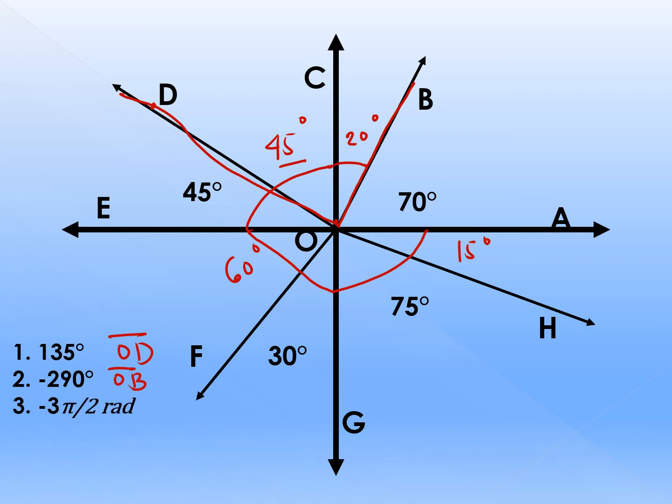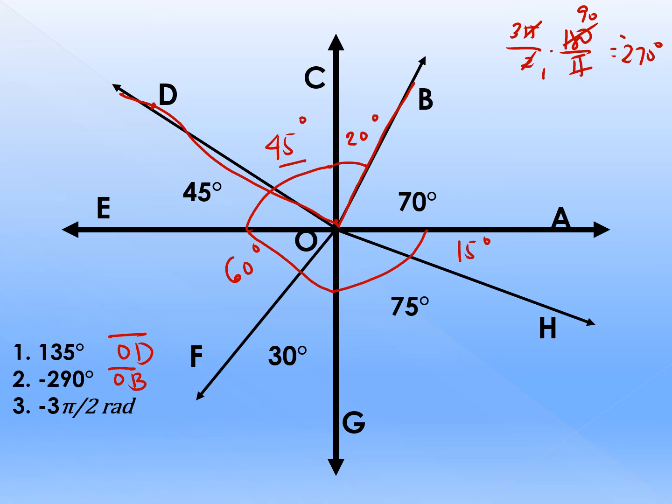Let's try another example. We have negative 3 pi over 2 radians. So the first thing that we need to do is transform 3 pi over 2 into degree measure. So we have 3 pi over 2 times 180 over pi. Cancel pi. 180 and 2 are both divisible by 2. So we have 2 divided by 2 is 1. 180 divided by 2 is 90. 90 times 3 is 270 degrees. So we're looking for negative 270 degrees, so the rotation will be clockwise.